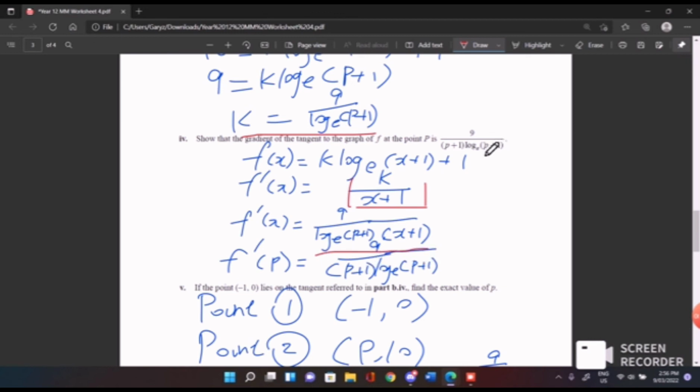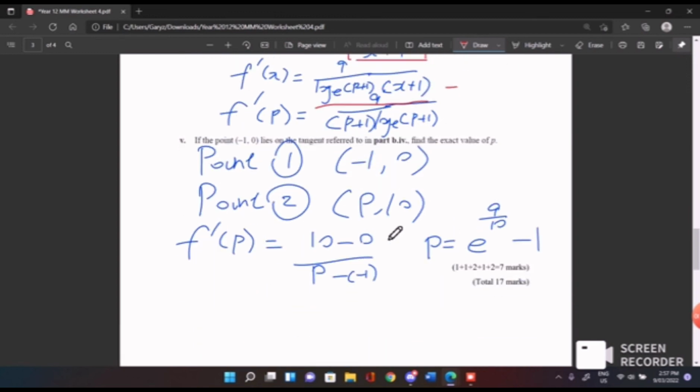And notice how the only difference between this line here and this line here is the x plus 1 and p plus 1, and all we have to do is change x to p because we're working out the gradient at point P, and that's why x is equal to p, and then we can get the gradient is equal to this. All right, final question.